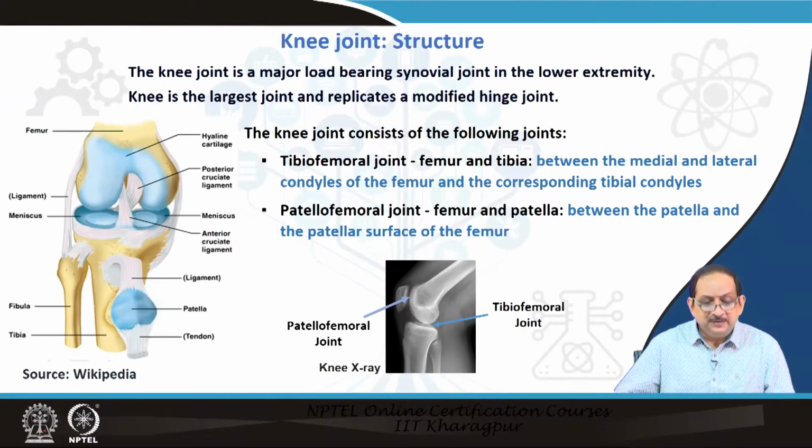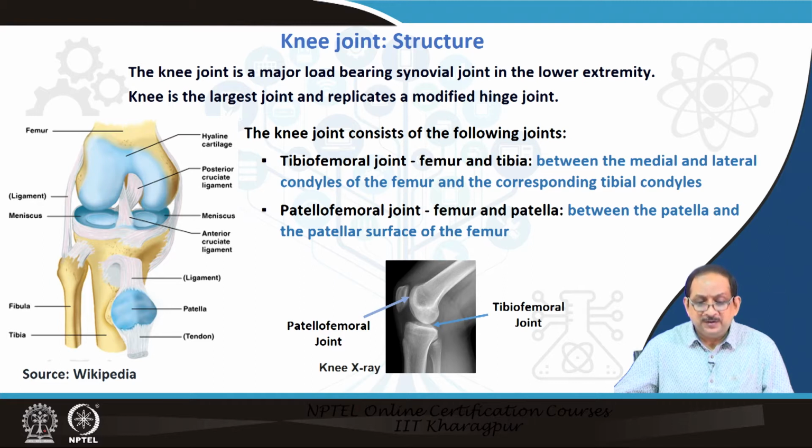The knee joint is a major load bearing joint in the lower extremity. The knee is the largest joint and resembles a modified hinge joint. The knee joint is an essential joint in the skeletal system responsible for human locomotion and is vulnerable to injuries during sports activity.